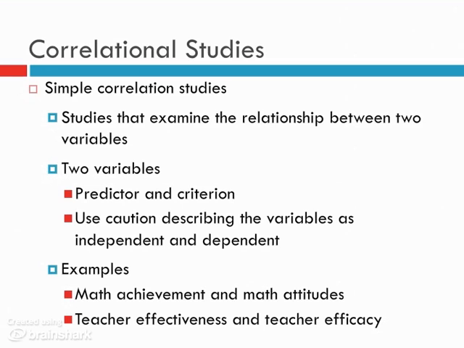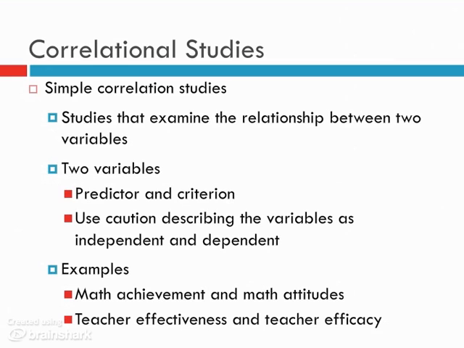So what we would expect is that as math achievement increases, so do the positive attitudes for math. Or if teacher effectiveness decreases, then we would see that teacher efficacy also decreases. With correlational studies, you have a predictor and criterion, and these are very similar to your independent and dependent variables.